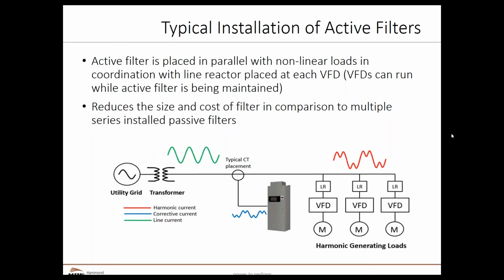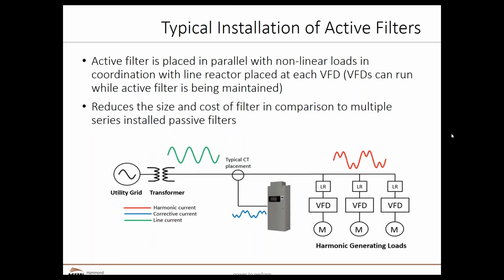So in this illustration, there are 3 VFDs and 1 active harmonic filter is compensating for the harmonics produced by those 3 VFDs. This is sometimes less costly and more flexible than using passive filters in series with each of several VFDs.